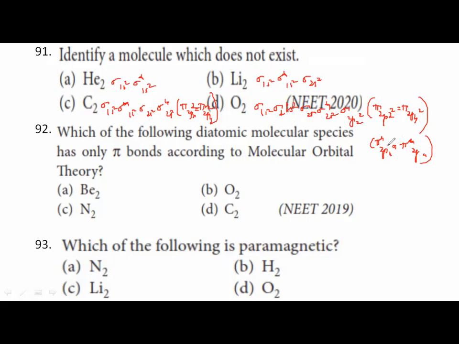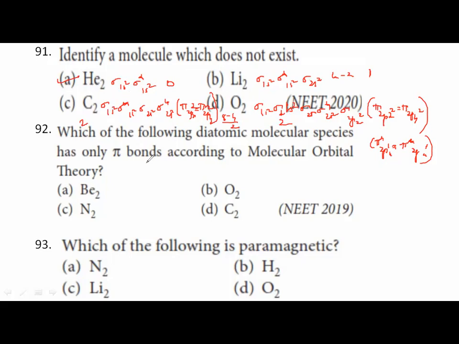So which does not exist? Where bond order is zero, that will not exist, and we know this is the right answer. If the bonding and antibonding electrons are the same, bond order will be zero. 2 minus 2 by 2 is 0 by 2. Here, 4 minus 2 by 2 is 1. Carbon: 8 minus 4 by 2, bond order is 2 here. Oxygen, here also bond order is 2. So helium molecule bond order is zero. Zero bond order means what?